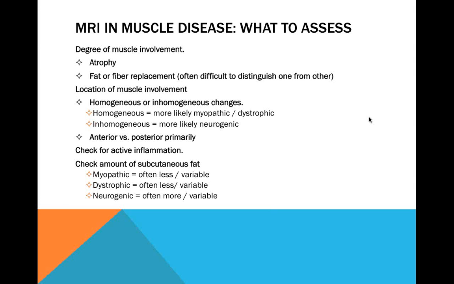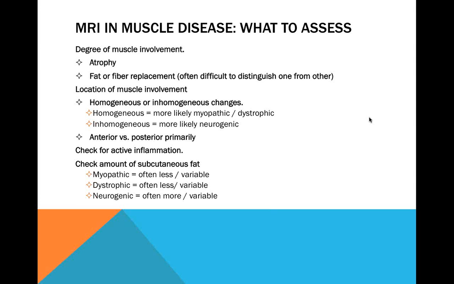The location of the muscle involvement is also helpful, meaning is there homogeneous or inhomogeneous changes? Is the whole muscle involved, or is it only in little patches that it's involved? If it's homogeneous, it's more likely myopathic or dystrophic. If it's inhomogeneous, it's most likely neurogenic. And you also want to see if it's anterior or posterior involvement, meaning the top of the thigh or the top of the shin versus the bottom of the thigh or around the calves. That can also help point you towards a specific diagnosis.